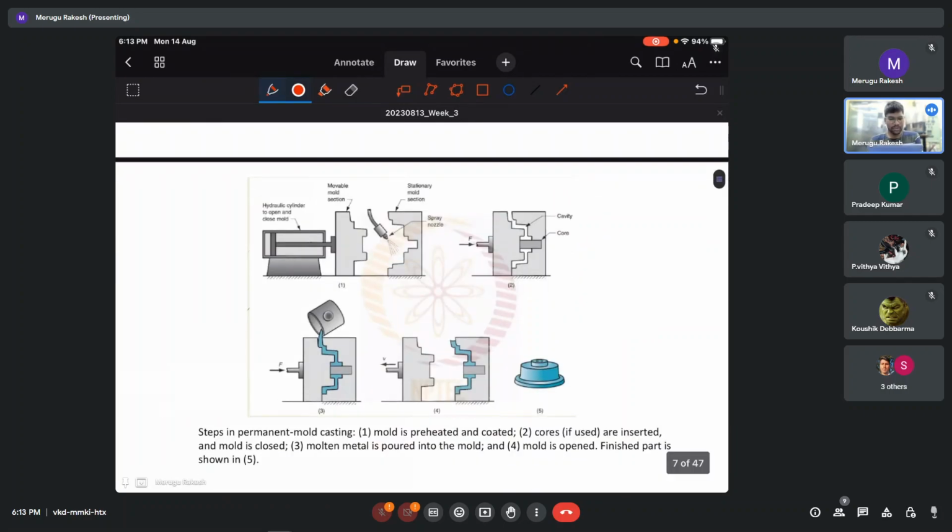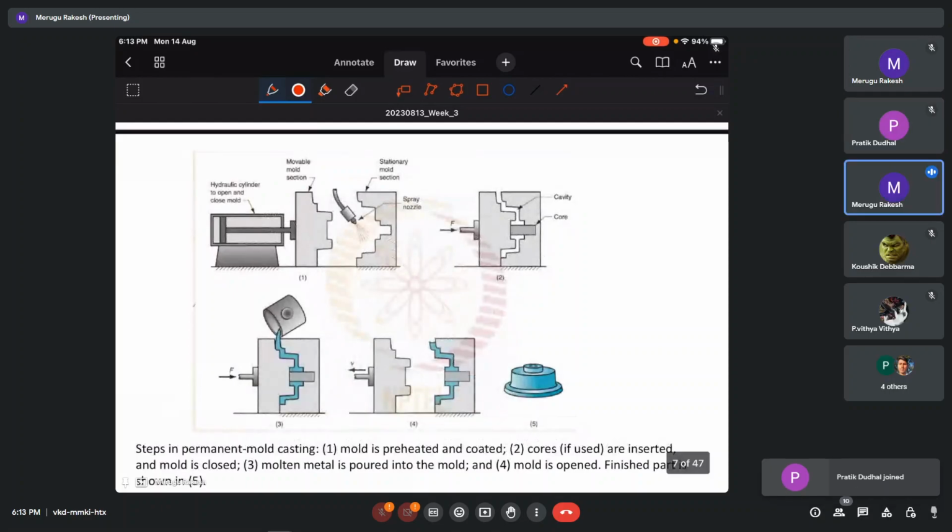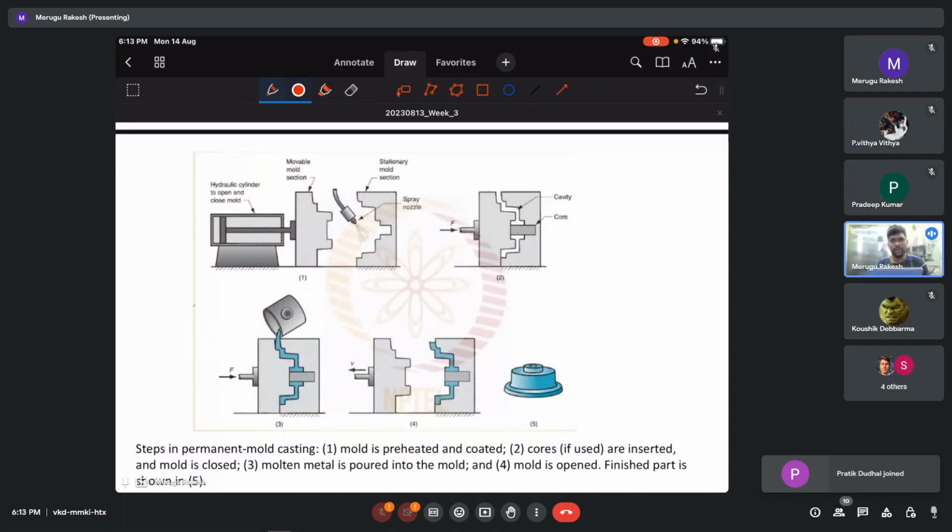Then let us see one simple actual procedure that we followed in permanent mold casting. In step one, we spray the nozzle, which is the mold releasing agent or heat dissipation agent. What is happening? We let the die cool down, then we spray the nozzle, then we close it and apply some pressure to close, then we pour the metal and wait till it solidifies, then we remove the component.